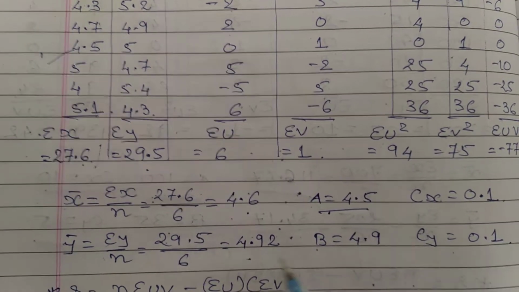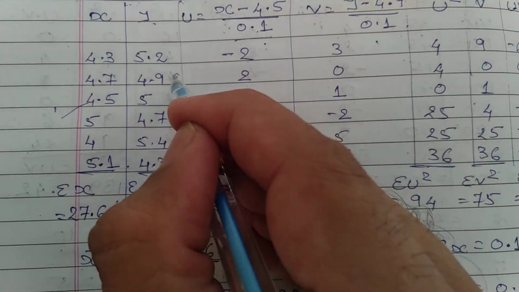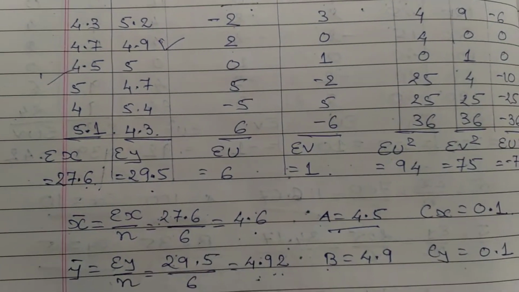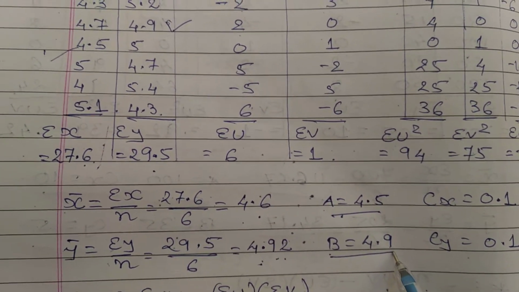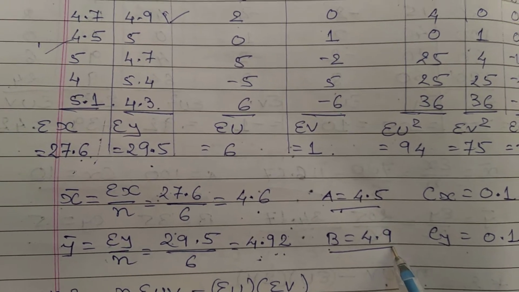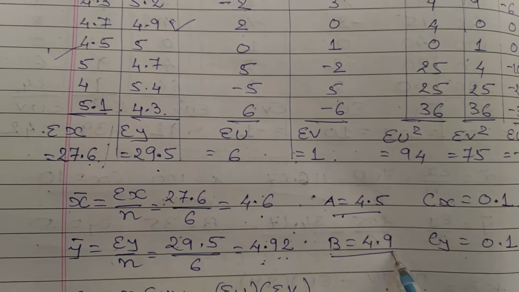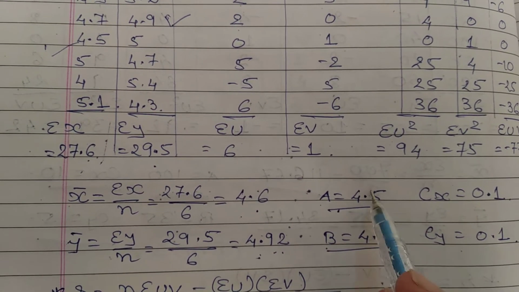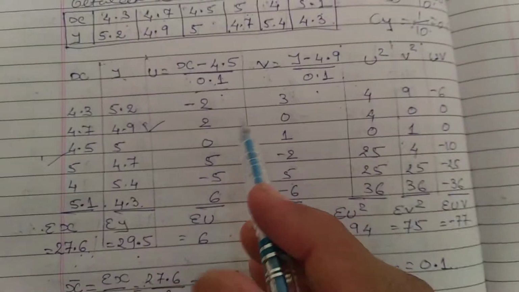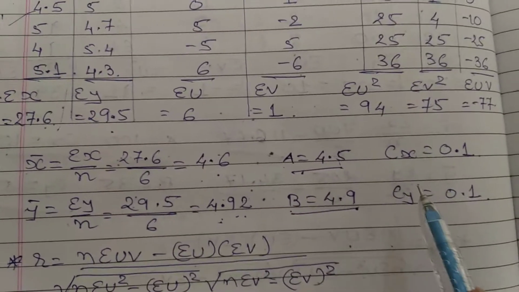Same way for y, it is 4.92. Let's find out where is 4.9. That is the nearest figure. That's why the assumed mean for y has been taken as 4.9. Once again, students, you are totally free to take any of the values for assumed mean A and B, but the nearest figure will make the sum easier. The calculation will be easier.